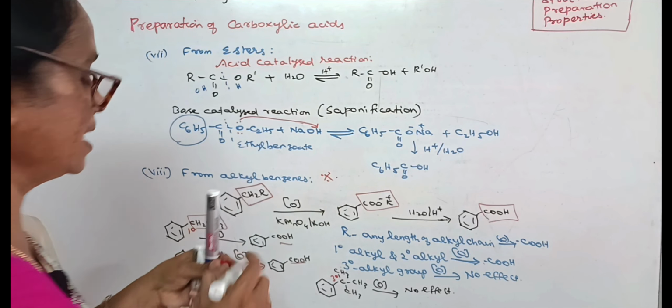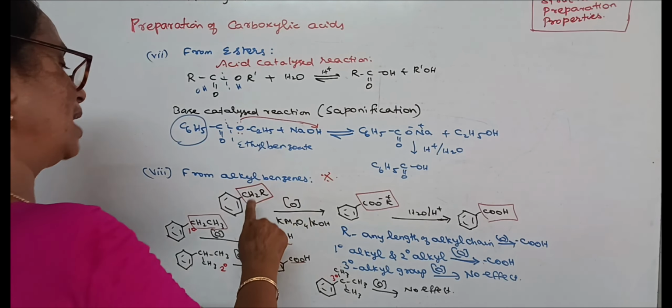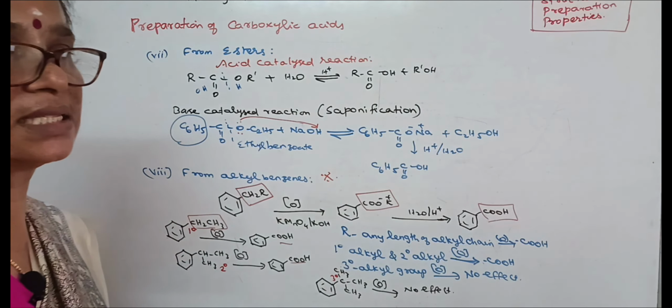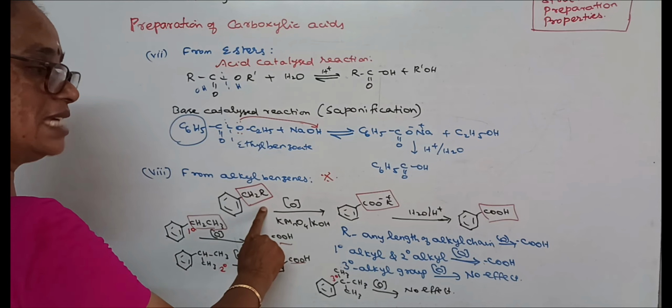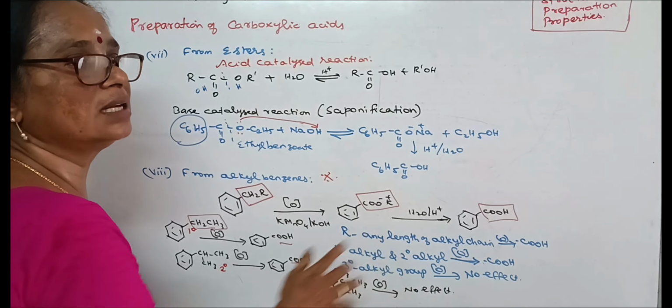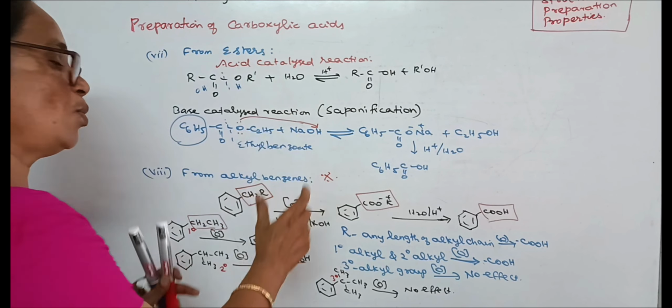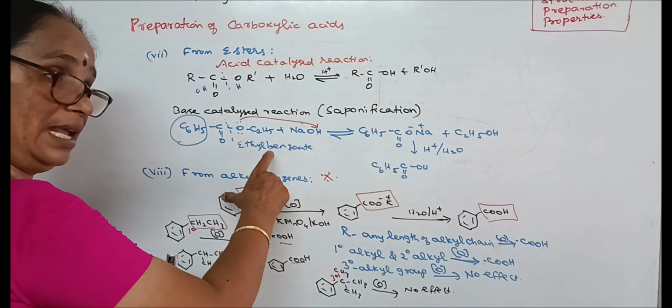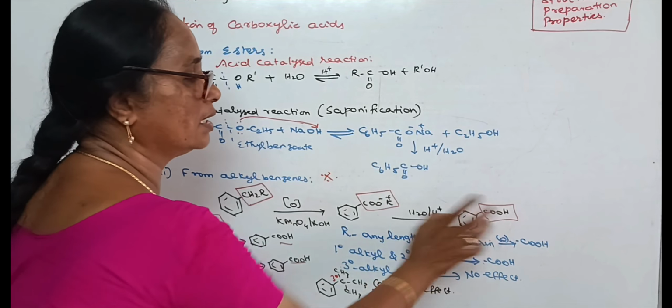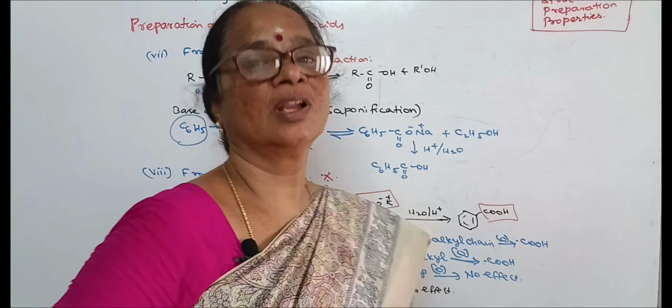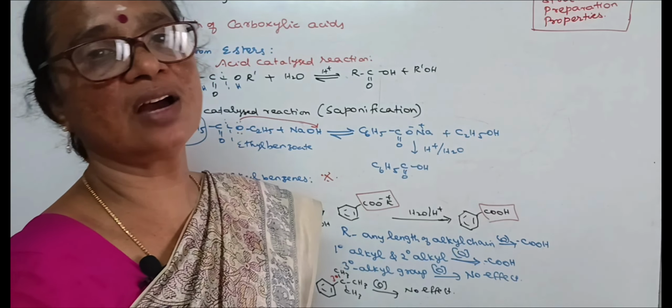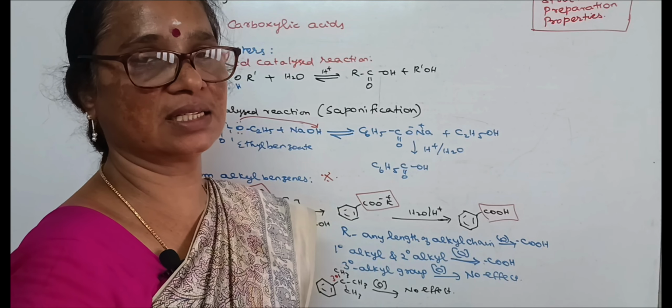So the side chain alkyl benzenes may convert into carboxylic acid only if the alkyl chains are primary or secondary, and irrespective of its length, it is simply converted into carboxylic acid. That's all for the different methods of preparation of carboxylic acids.